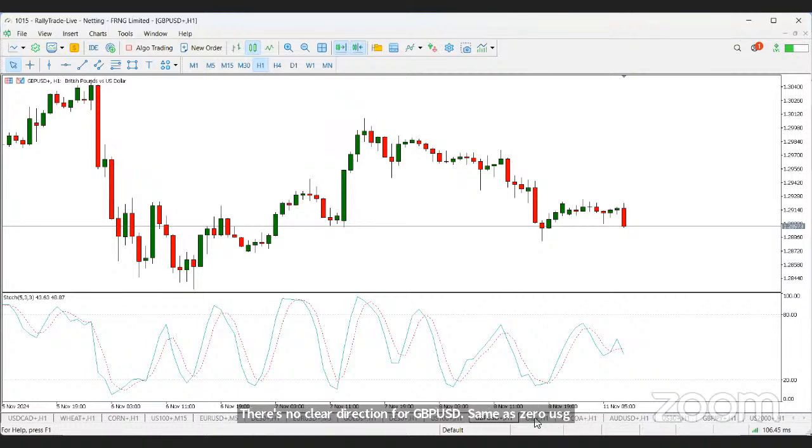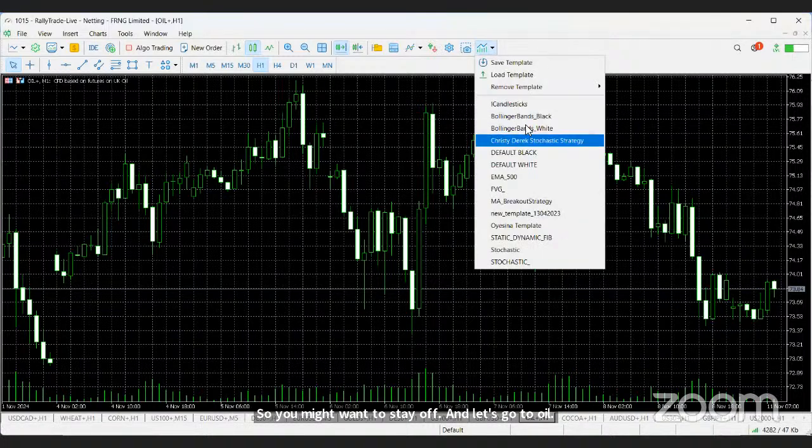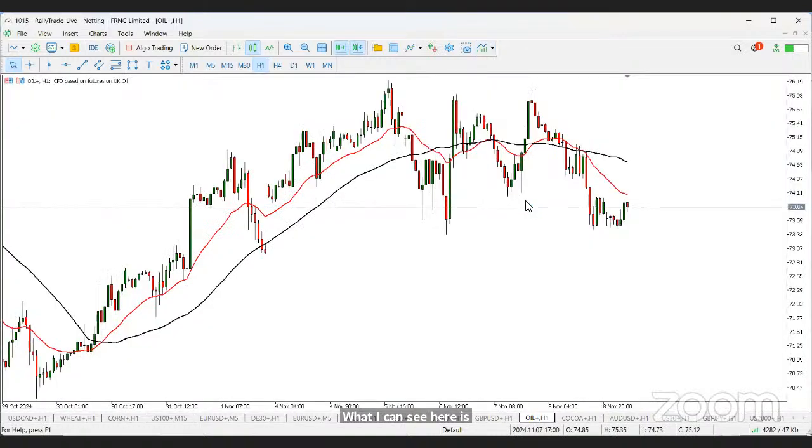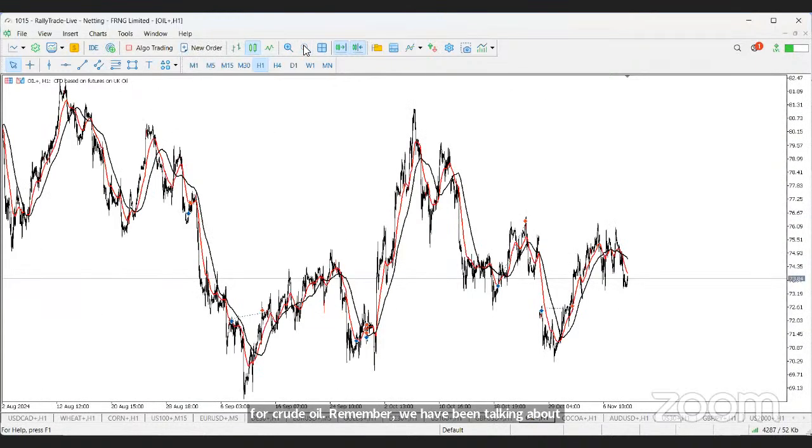Now let's go to oil. Crude oil, what I can see here is, let's quickly check with this. Okay, so what I can see here is a sell for crude oil. Remember, we have been talking about crude oil for a while, and I told you the reason why I feel I'll be going for sell on crude oil.